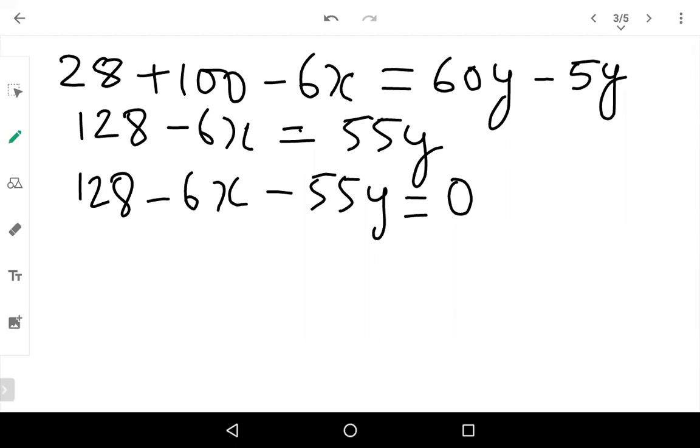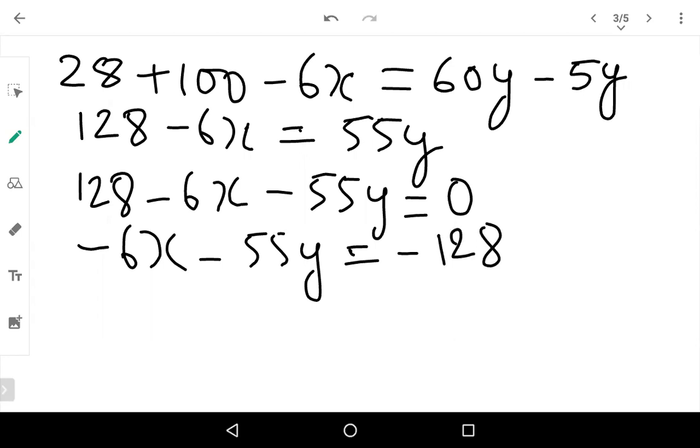Did I miss out any sign in between? No, it is correct. So which means we have to multiply the minus sign throughout. So what is the equation form? Minus 6x minus 55y is equal to, if I take 128 to the other side, it will become minus 128. This is our actual equation format.